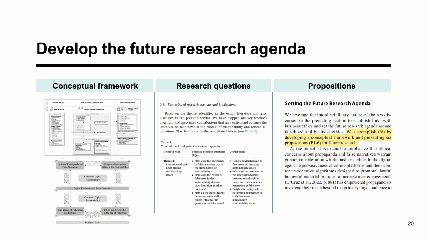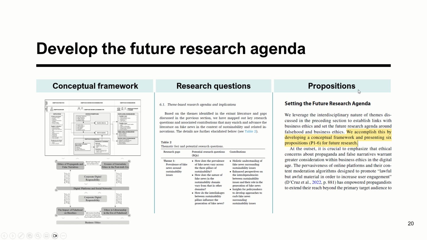Yet another way to put forth a future research agenda is research questions, where you could ideally organize these research questions by themes. And also, not just stop at research questions, but you can also briefly discuss how, by addressing these research questions, researchers could contribute to literature. For example, if you look at the illustration, we're talking about theme one, prevalence of fake news around sustainability issues. There are a set of three or more research questions that are presented in this area, and how does it contribute to the literature?